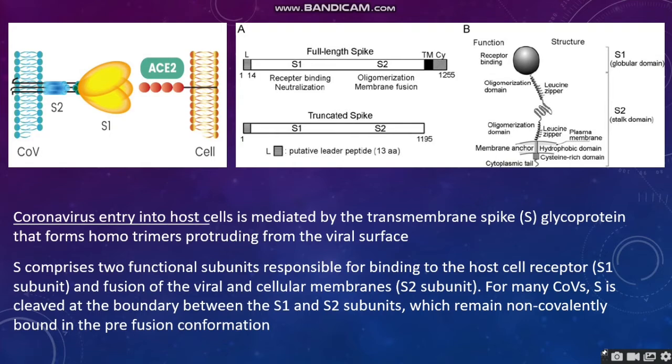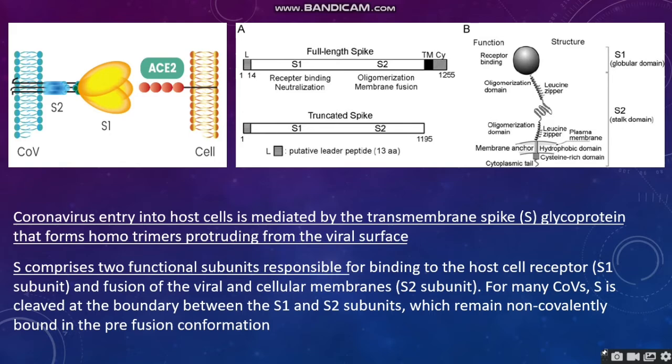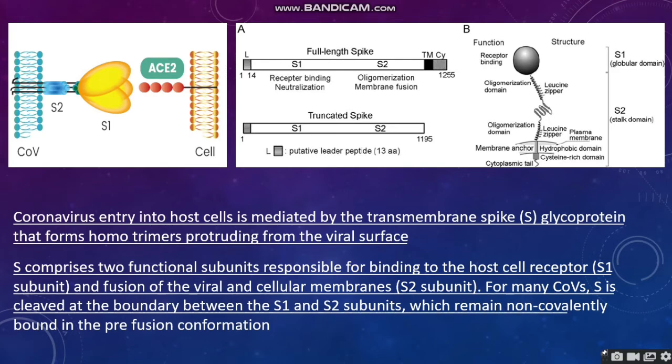Coronavirus entry into host cells is mediated by the transmembrane spike S glycoprotein that forms homotrimers protruding from the viral surface. S comprises two functional subunits responsible for binding to the host cell receptors, the S1 subunit, and fusion of the viral and cellular membranes, the S2 subunit. For many coronaviruses, S is cleaved at the boundary between the S1 and S2 subunits, which remain non-covalently bound in the pre-fusion conformation.